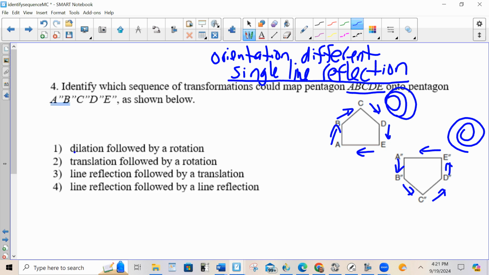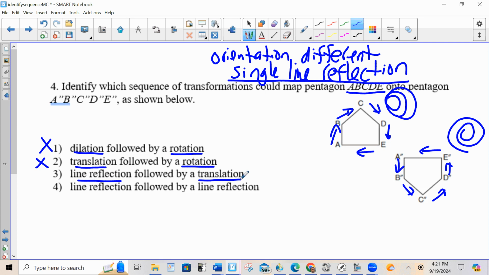Choice 1, dilation and rotation. Is that a single reflection? No, there's no reflections, so that can't be correct. Translation followed by a rotation. Are there any line reflections? No, so that can't be correct. A line reflection, boom, there it is, followed by a translation. Is there one reflection? Yes, there's one reflection, so that would change the orientation.